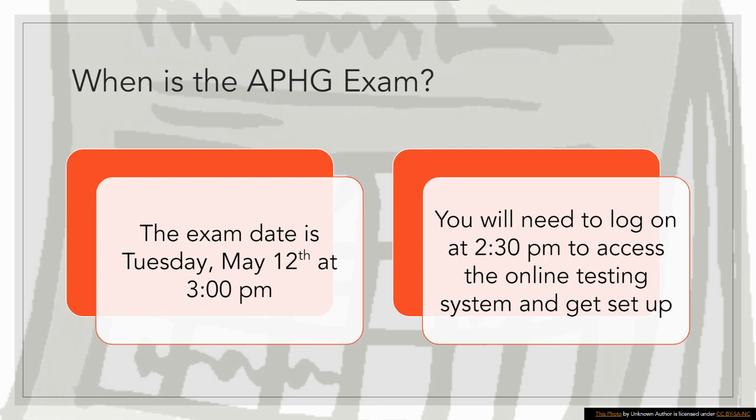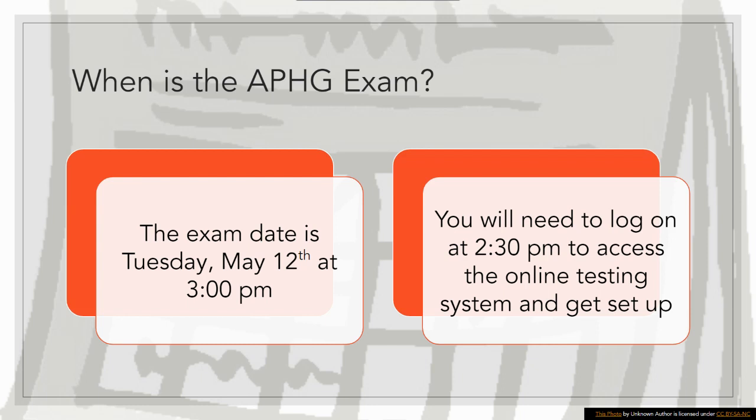All right, so you are going to need to log on at 2:30 p.m. to access the online testing system and get set up. Now, I think that you guys know this already, but the test is going to be online. There are a couple of other options, which I'll get to in just a minute. But honestly, if your login for College Board is not working, or if you are still struggling to access those progress checks that I have been sharing with you, you need to call College Board ASAP.